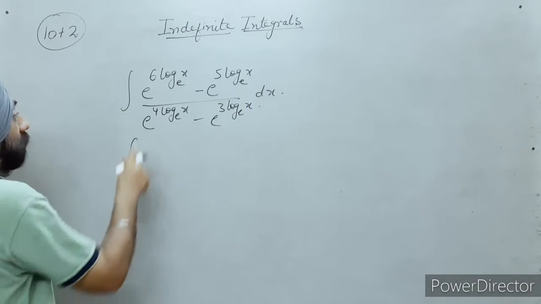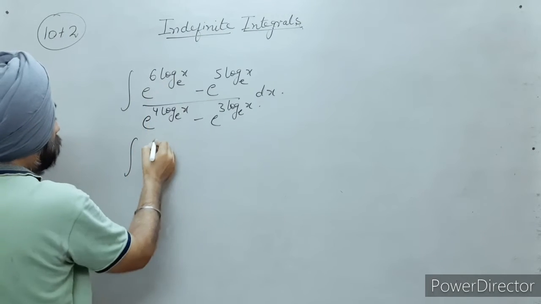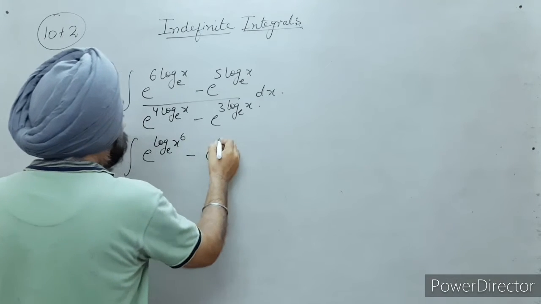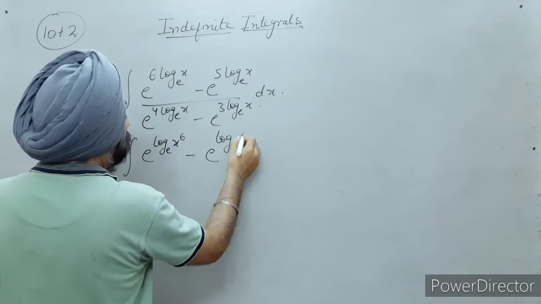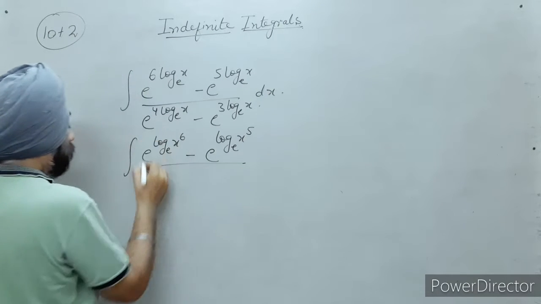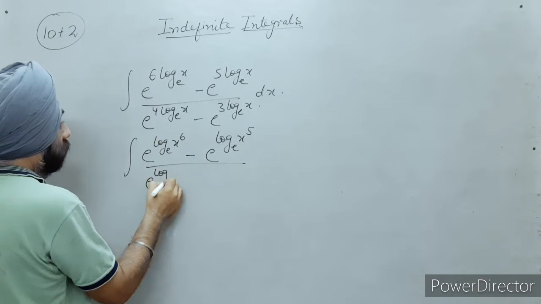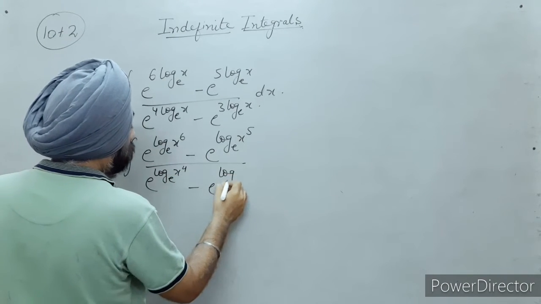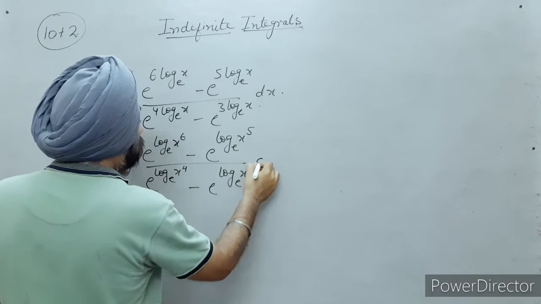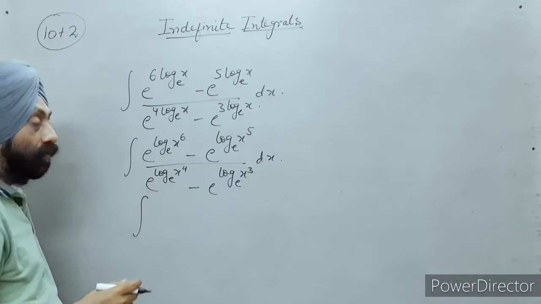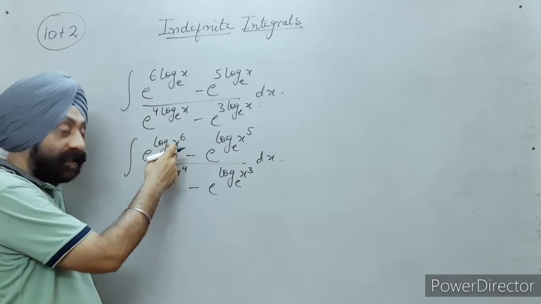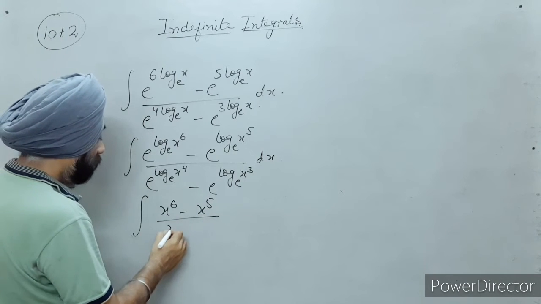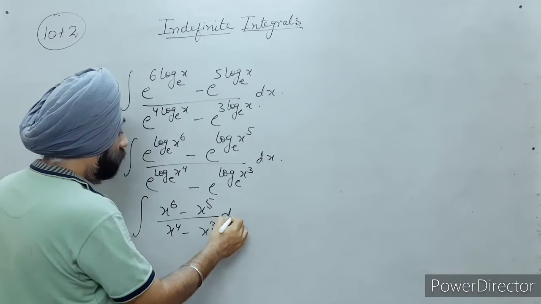Now the integral, I can write this as e raised to the power log of x^6 minus e raised to the power log of x^5, divided by e raised to the power log of x minus e raised to the power log of 3, dx. Now again, what is e raised to the power log of x^6 to the base e? It's simply x to the power 6. It is simply x to the power 5. It's x^4. It's x^3 dx.